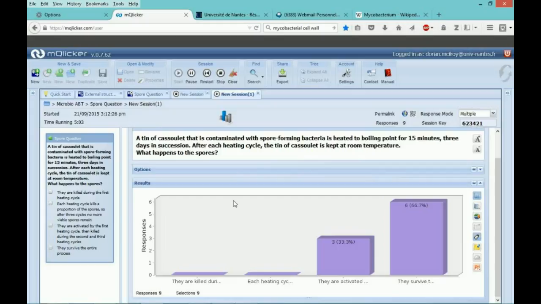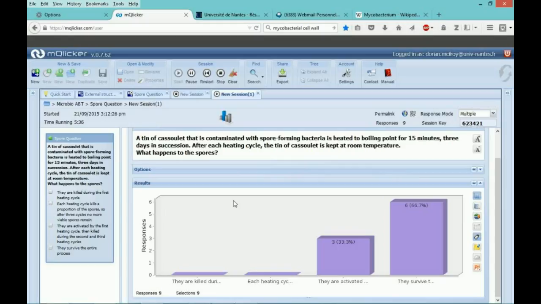One of these three people. Why did you answer that? Yeah? So after the first heating cycle, they drop back down, and at room temperature they are activated, and they're no longer in the endospore, so they're no longer resistant to high heat, and then when they're heated again, they end up dying. Yeah, that's right. Did everybody get that?